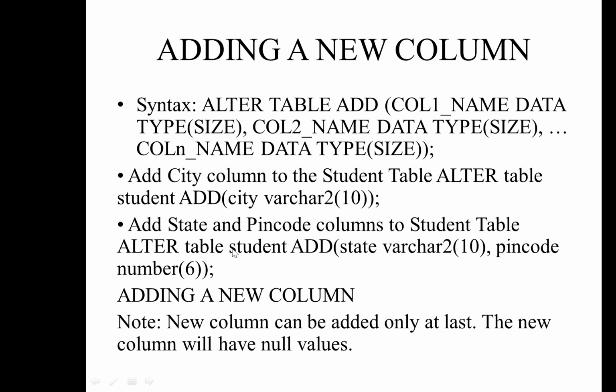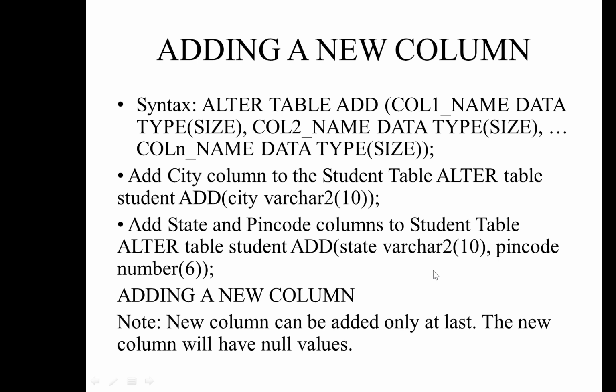After this command execution, we will have 6 columns in the table called student. The first column is serial number, the second column is student name, the third is marks, the fourth is city, the fifth is state, and the sixth is pin code. So after altering, we have 6 columns in the table called student.